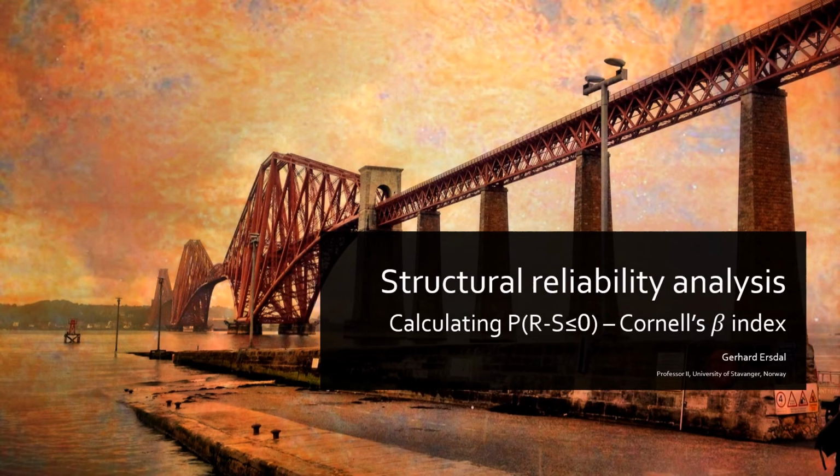In this lecture, we will learn about the fundamental case of structural reliability, where the resistance or strength of the structure is described by one parameter R and the load is described by one parameter S. Both these two parameters are assumed to be normally distributed. We will also introduce the Cornell's safety index beta.